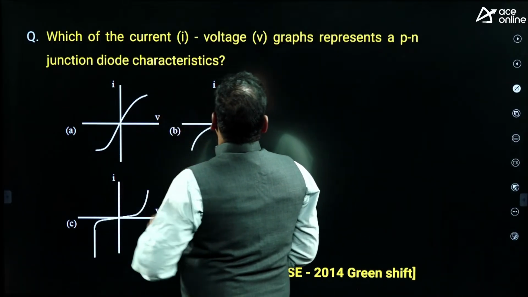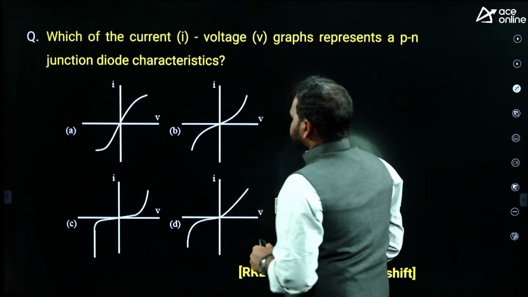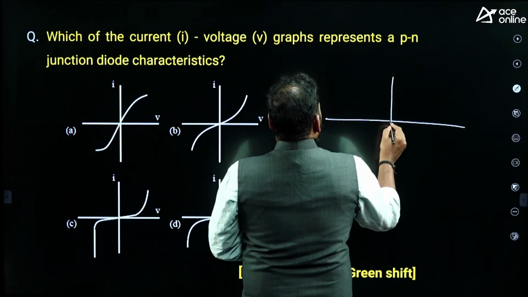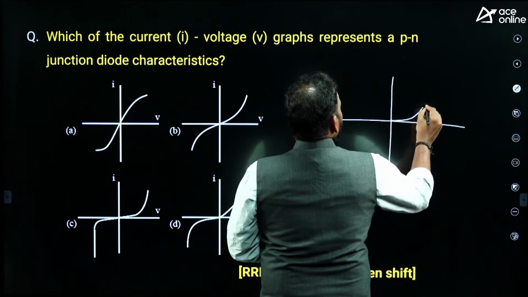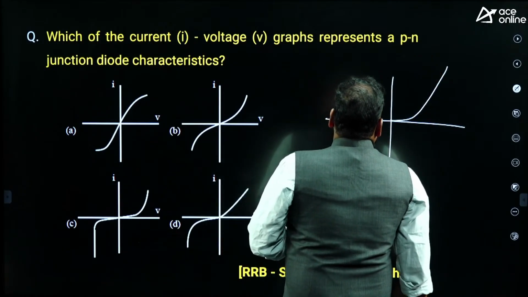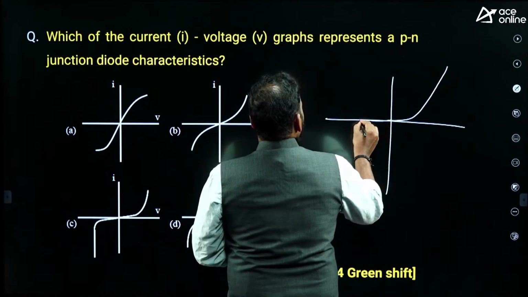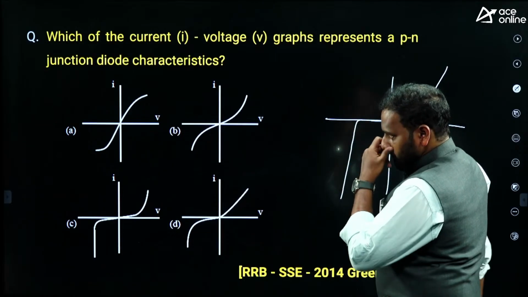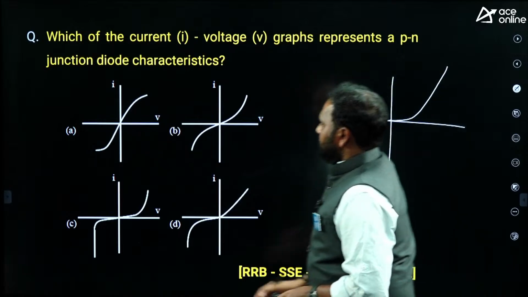Which of the IV characteristics represents a PN diode? You know the PN diode VI characteristics. Up to cut-in voltage, ideal case, okay, practical case, up to cut-in voltage there is no current, then current will start like this. But in the reverse bias, up to some extent almost zero current, okay. Suddenly avalanche breakdown will take place, okay. So which option is suitable for this? C.